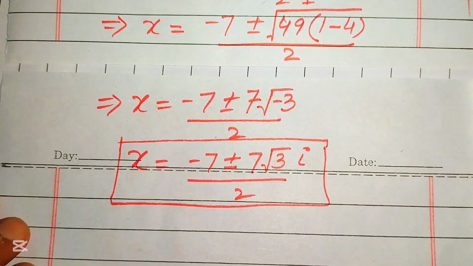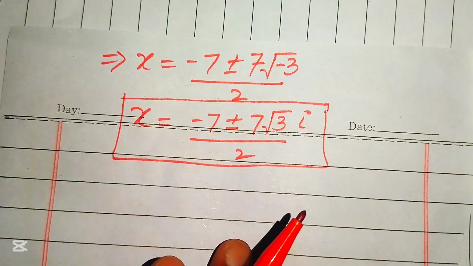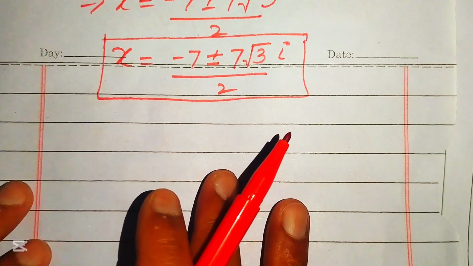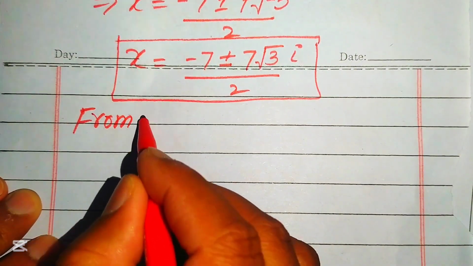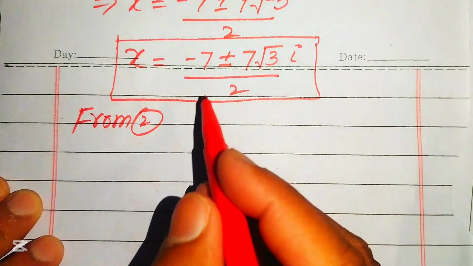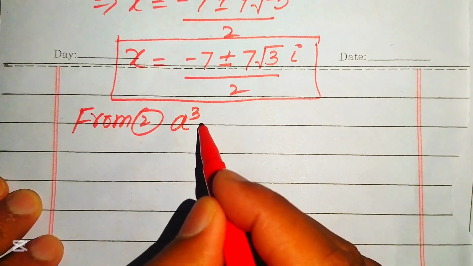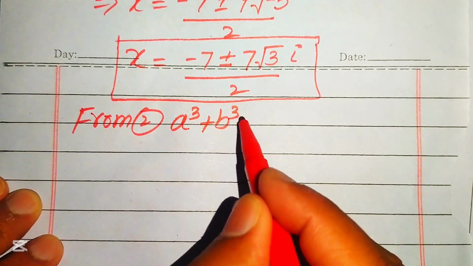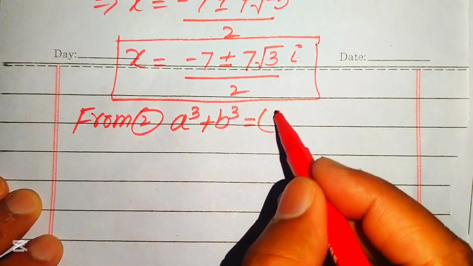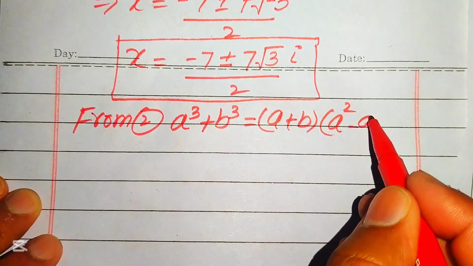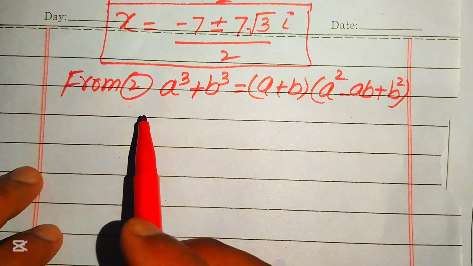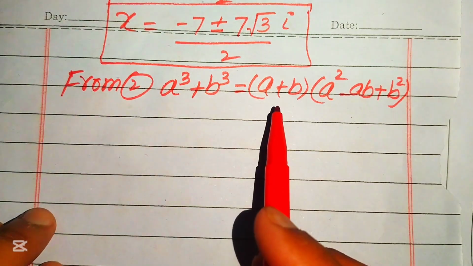And now, in order to find the other roots, we need to focus on equation number 2. From equation number 2, we will apply this nice cubic formula: a cubed plus b cubed equals a plus b times a squared minus ab plus b squared. So from equation number 2 we will apply this nice cubic formula.